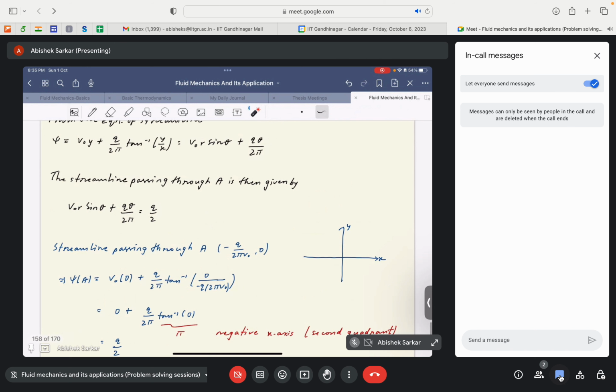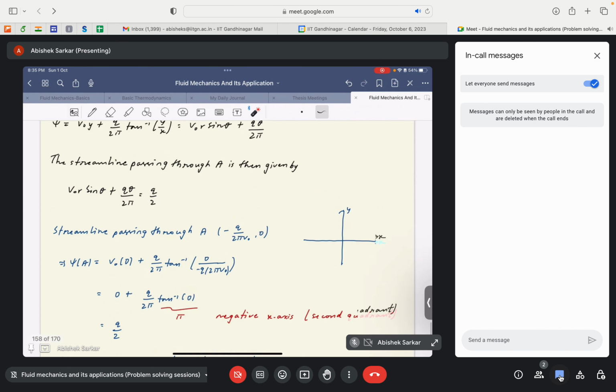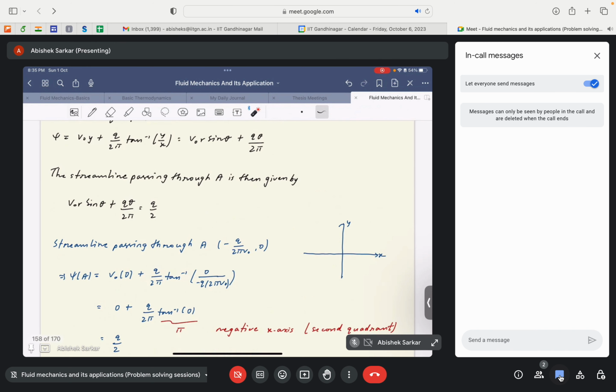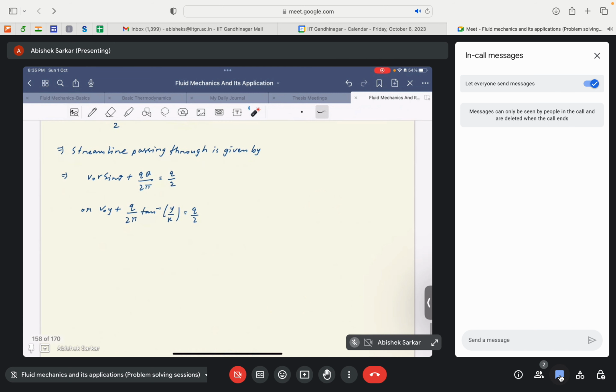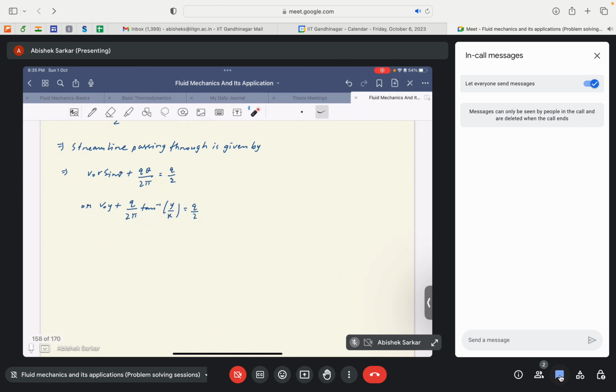So just substitute the value of psi in the equation for the streamline, and we get the equation of the streamline, or the wall above which we want to solve the flow, is given by v naught r sin theta plus q theta by 2 pi is equal to q by 2. Okay. Or in the Cartesian coordinate system, this would be equal to v naught y plus q by 2 pi tan inverse y by x. Okay.